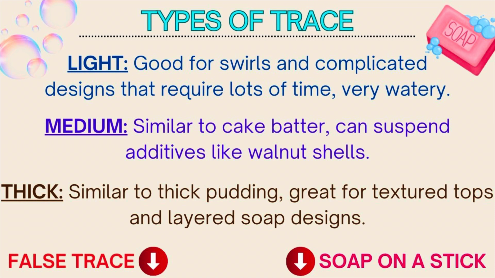Medium trace is more similar to cake batter. It can suspend additives like walnut shells, or it's great for soaps like confetti soaps where you want to put additional soap chunks in it. And then thick trace is really similar to thick pudding. It is going to set up a lot faster. It's great for textured tops if you like those fancy soap tops, and your layered soap designs.